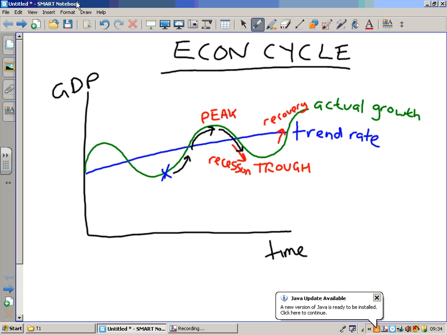Two things that I want to get across on this diagram before we end the presentation are what we mean by a negative output gap and what we mean by a positive output gap.